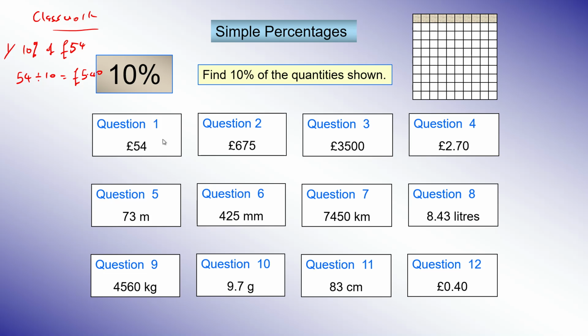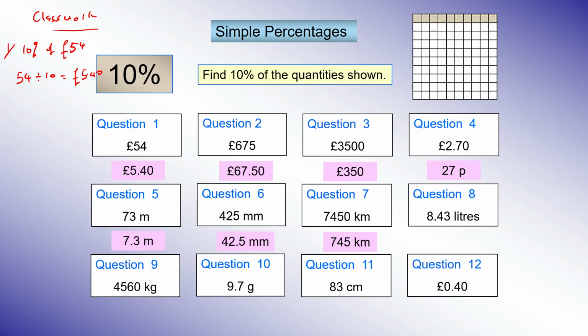Right, let's go through these answers then. Question 1, we've done that one already. It's £5.40. Question 2, £67.50. Question 3 is 350. Question 4 is 0.27 pounds or 27p. Question 5 is 7.3 meters. Question 6, 42.5 millimeters. Question 7 is 745.